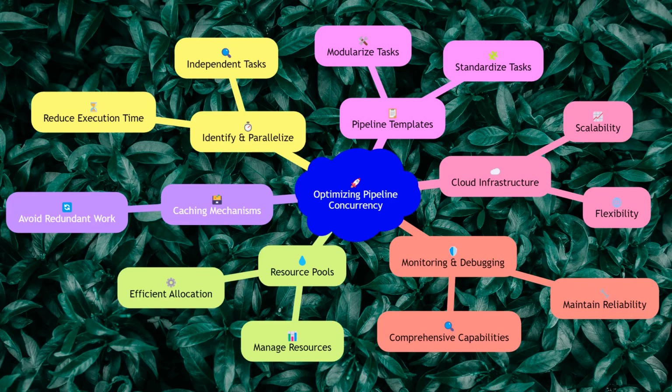To optimize pipeline concurrency effectively, consider the following best practices. 1. Identify and parallelize independent tasks to reduce execution time. 2. Use resource pools to manage and allocate resources efficiently. 3. Implement caching mechanisms to avoid redundant work. 4. Leverage pipeline templates to standardize and modularize tasks. 5. Utilize cloud-based infrastructure for scalability and flexibility. 6. Ensure comprehensive monitoring and debugging capabilities to maintain reliability. By following these best practices, you can achieve significant improvements in pipeline performance and cost efficiency.